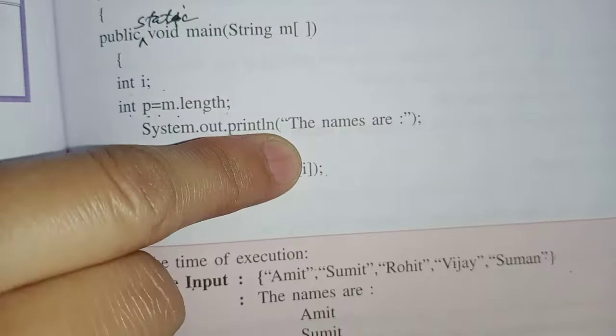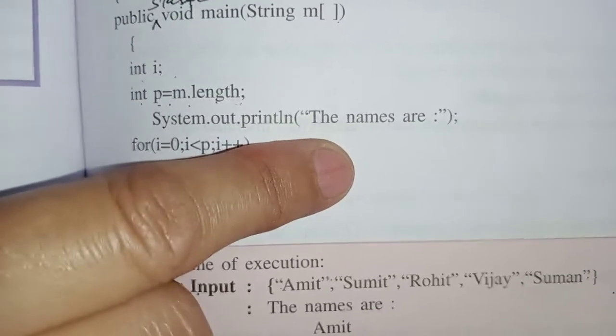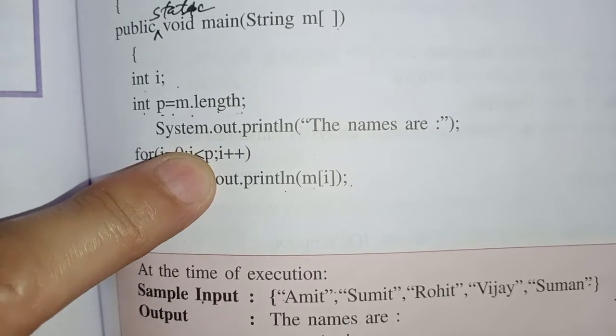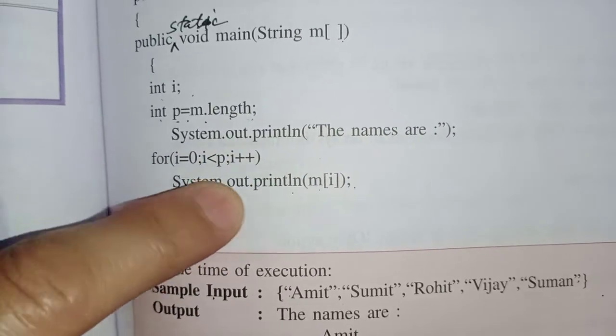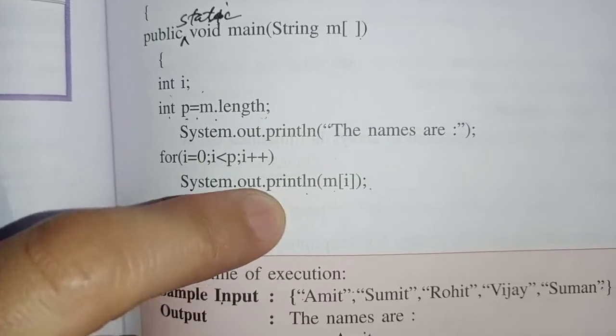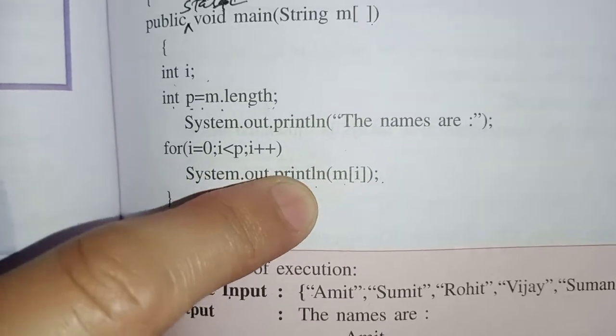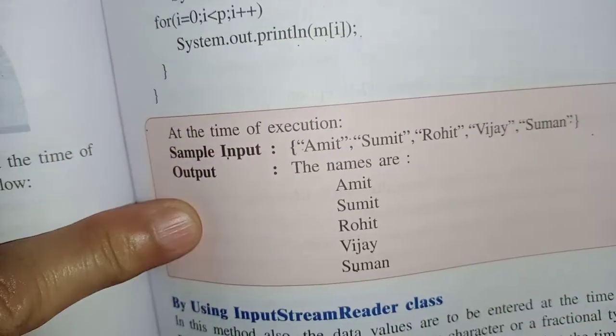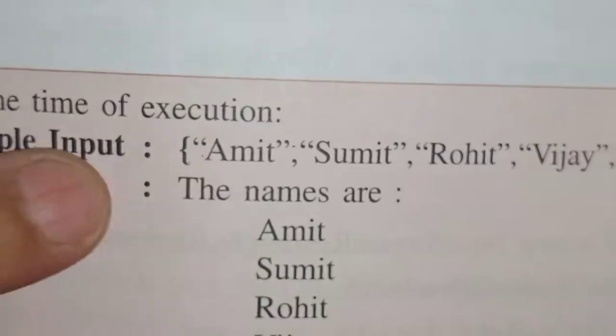Then again you have to display the names or strings that you will enter in this program. Then for i equal to 0, i less than p, i plus plus, and display these values one by one using System.out.println(m[i]). Close curly bracket.